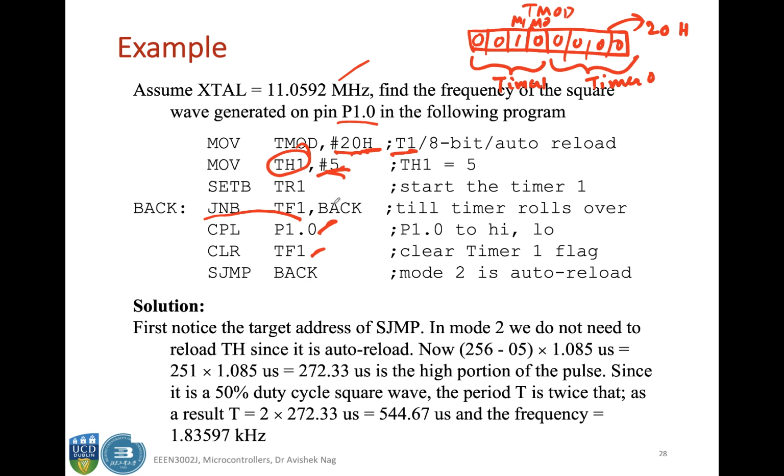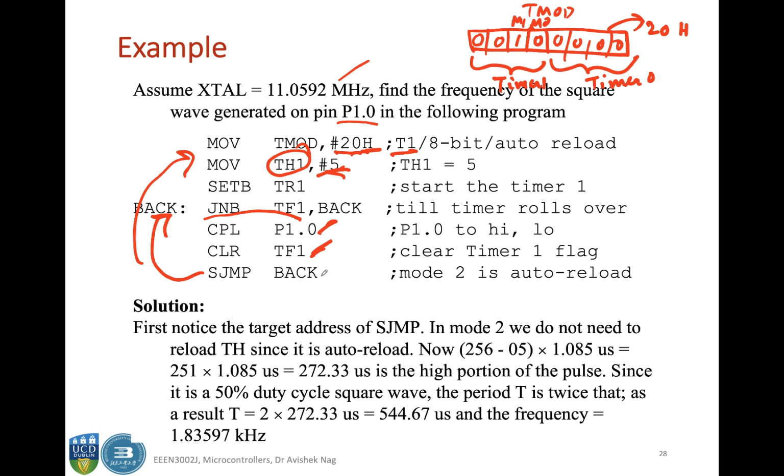You see you don't have to stop the timer. You are not clearing TR1. In the case of the 16-bit mode 1 operation, you are also clearing the TR flag, so you are stopping the timer. Here you are not stopping the timer, you are just clearing TF1, and then you are jumping back to this line. You are not jumping back to the line to reload. So you don't need to reload as a programmer, because it's an auto reload mode.